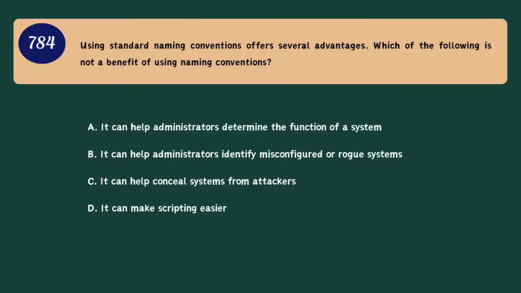Question 784. Using standard naming conventions offers several advantages. Which of the following is not a benefit of using naming conventions? A. It can help administrators determine the function of a system. B. It can help administrators identify misconfigured or rogue systems. C. It can help conceal systems from attackers. D. It can make scripting easier.